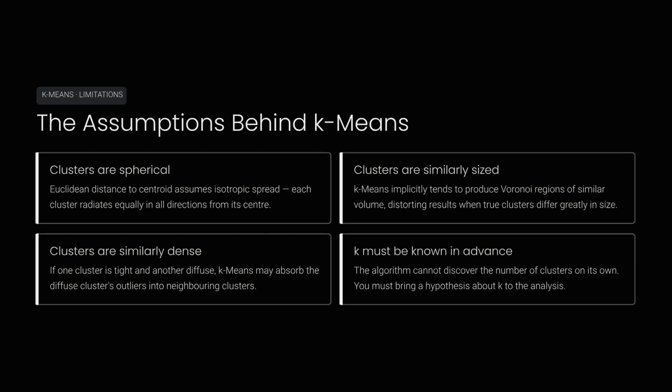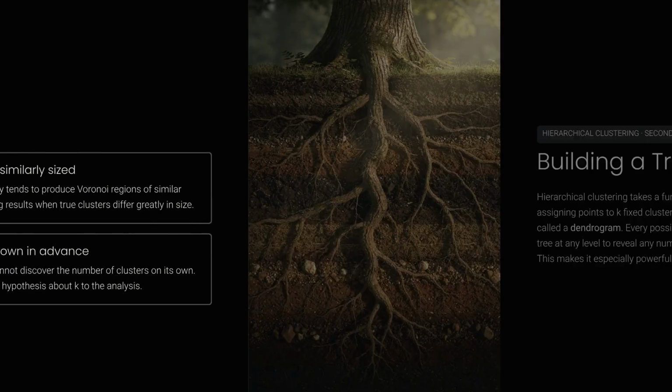The main assumptions behind K-means are that clusters are spherical, similarly sized, and similarly dense. Also, the number of clusters, K, must be known in advance. When these assumptions are violated, the results of K-means clustering can be distorted or incorrect.